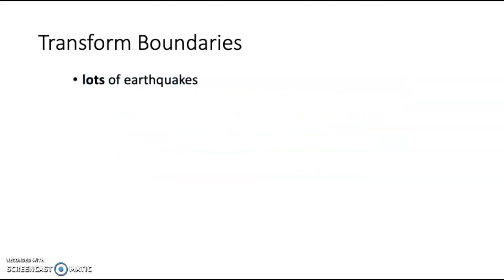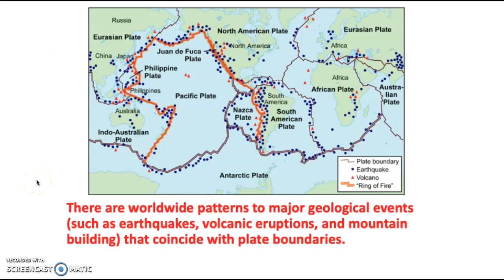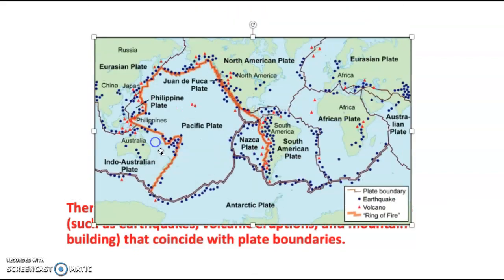Lots of earthquakes. So looking at the world here and looking for patterns of major geologic events such as earthquakes, volcanic eruptions, mountain building, you can see that they coincide with these plates. So the blue dots are all where we've had a lot of earthquake activity. The red triangles are volcanic activity. You can see those. And this that they call is the Ring of Fire because there's so much volcanic activity and earthquakes around this. And that's why it got its name.